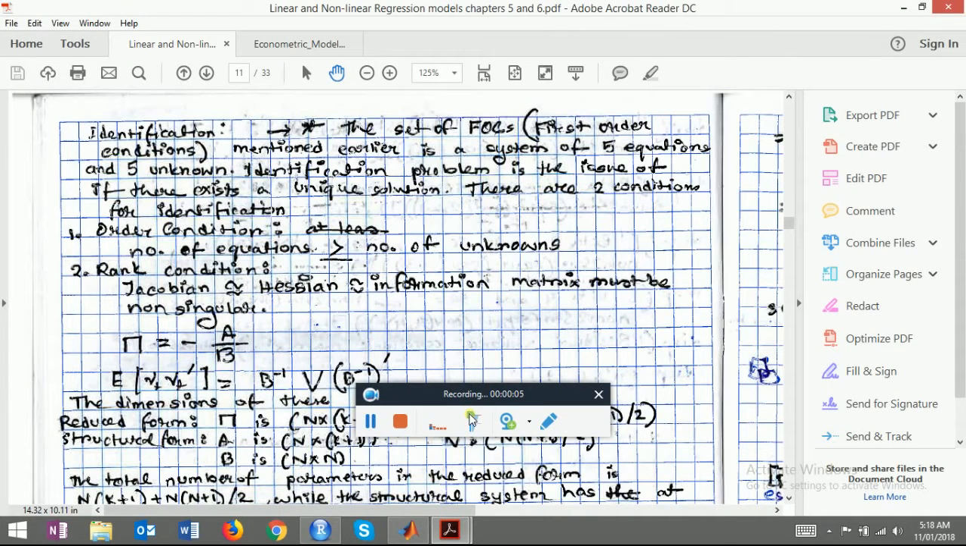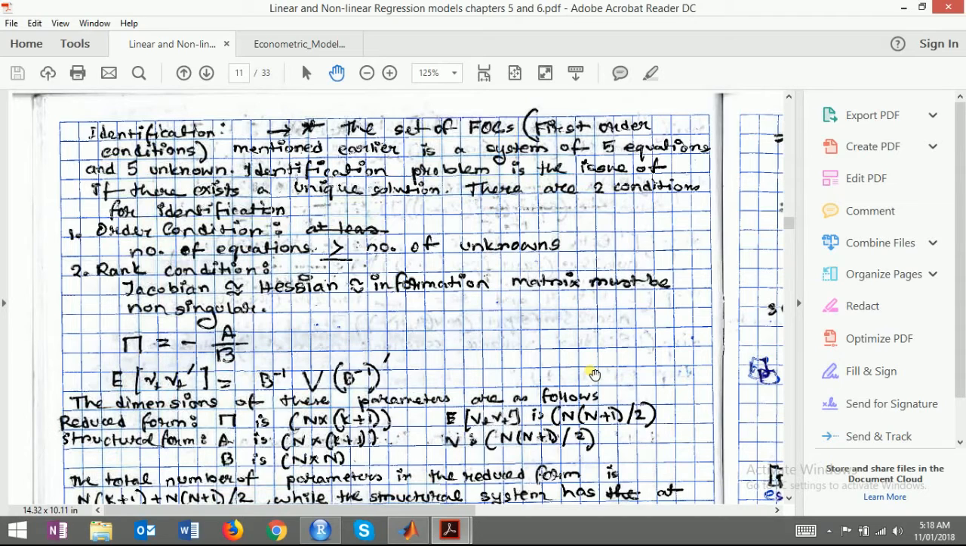Alright, today is 11th of January and this is the second part in the discussion of linear regressions. So we have ended in full information maximum likelihood estimation. We will begin with identification.